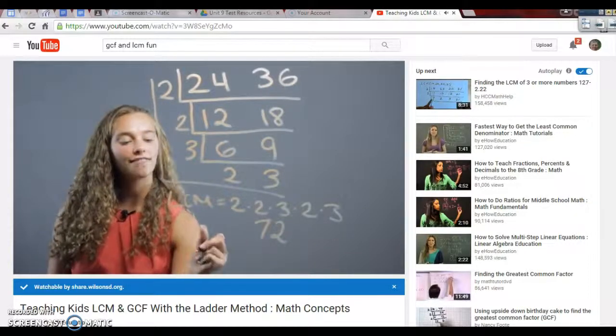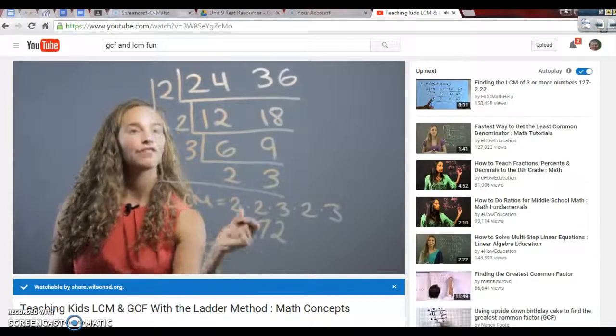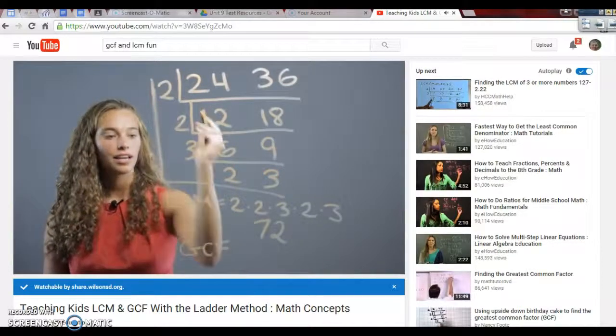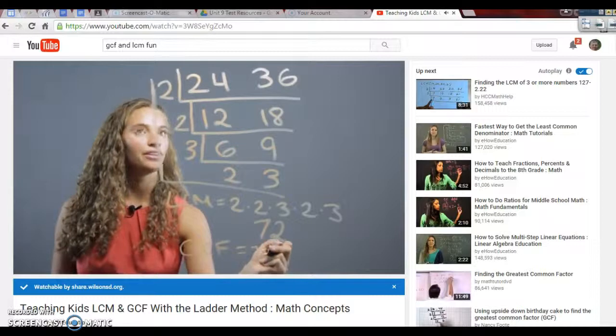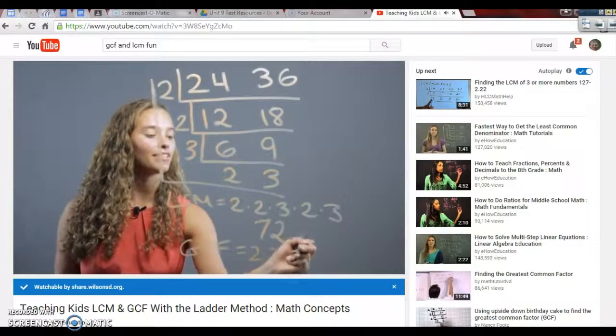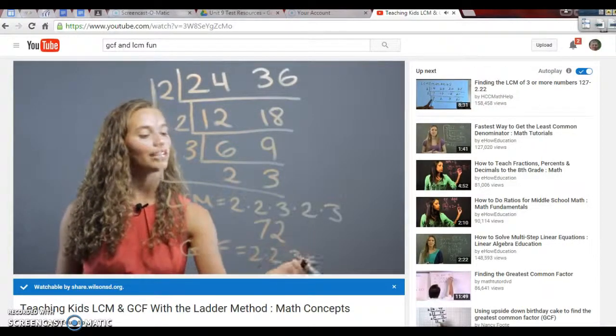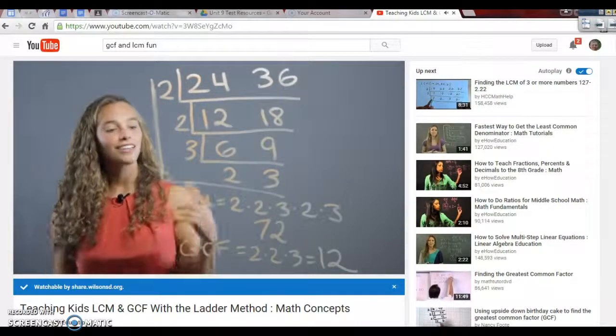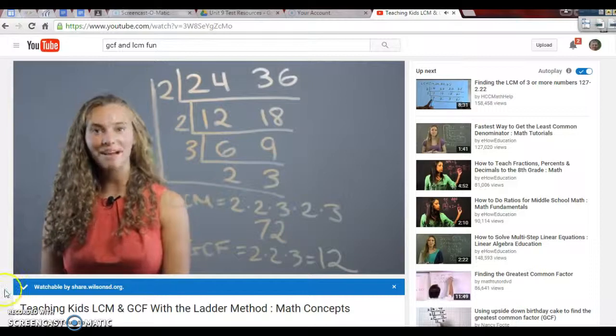The GCF you find by going straight down this line. That's going to be 2 times 2 times 3. 4 times 3 is 12. And that is how you find LCM and GCF using the ladder method.